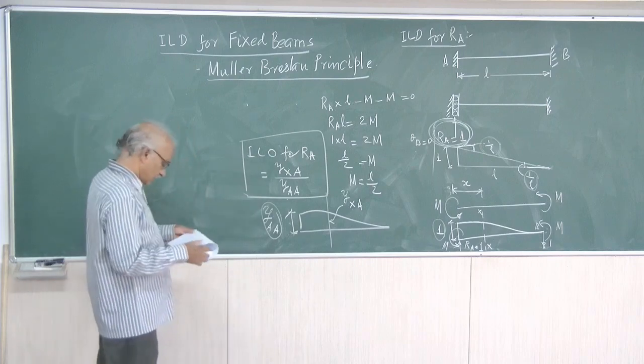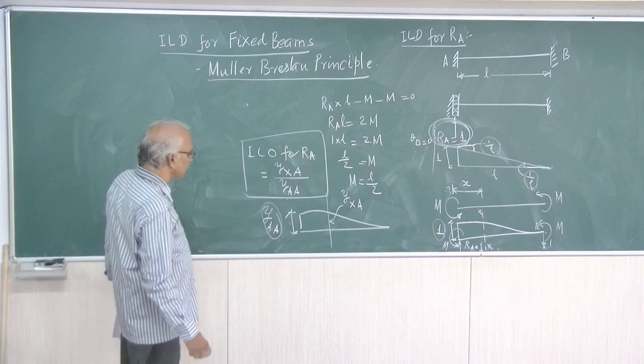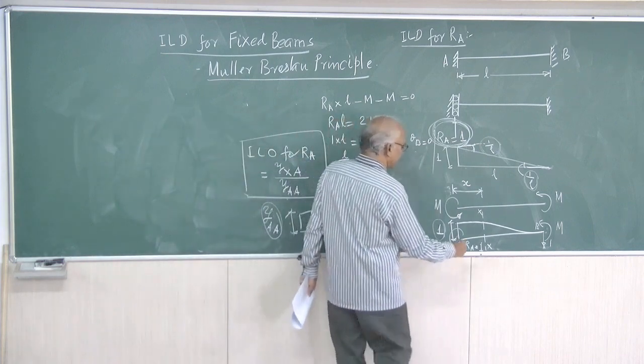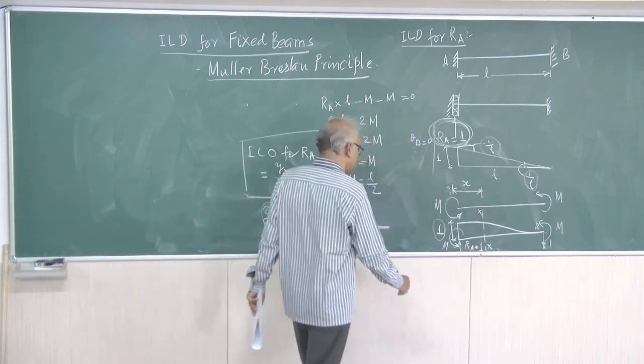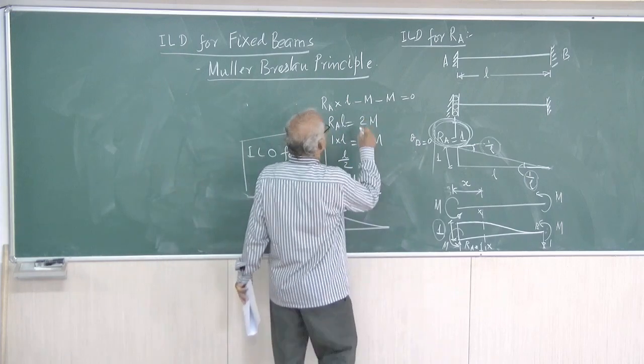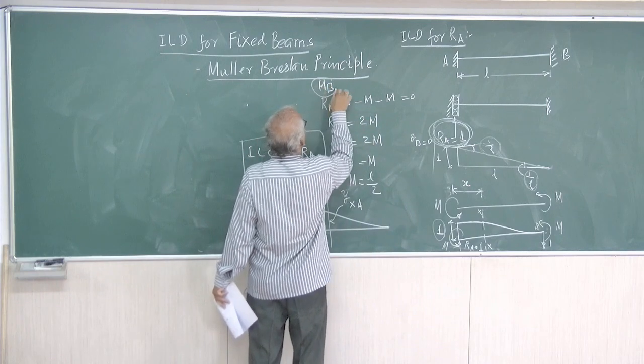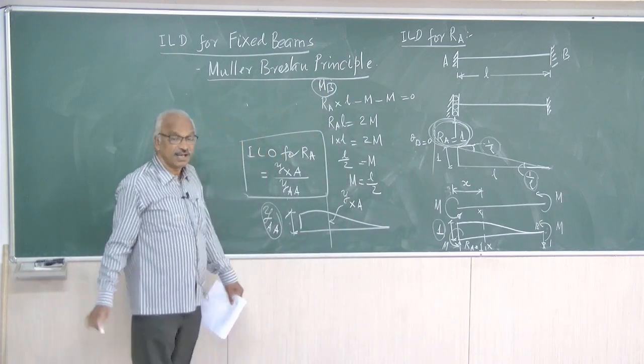Right. Now, coming to the equation, let us consider a section XX at a distance x from one end. For getting the reaction, we have taken moment about B. This is for getting the values of Ra and Rb.